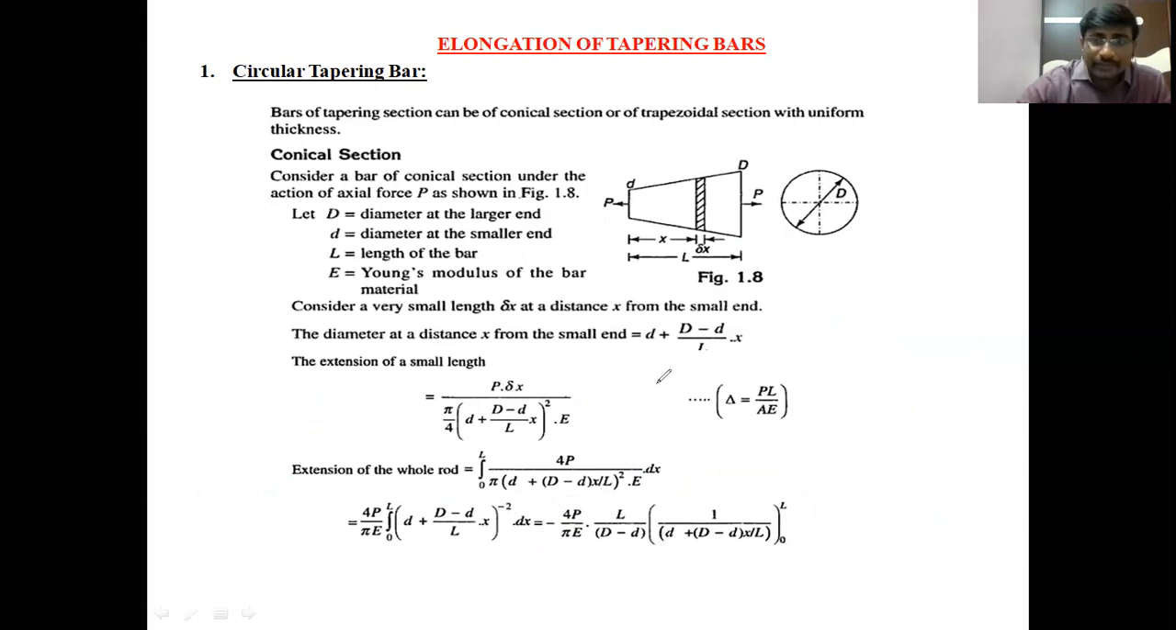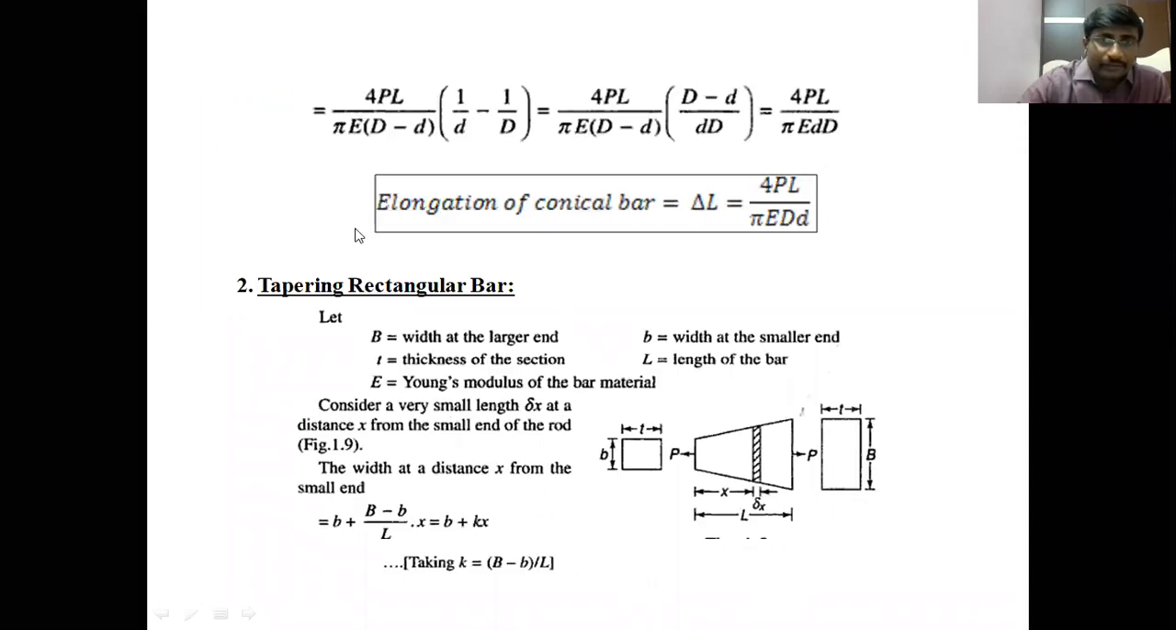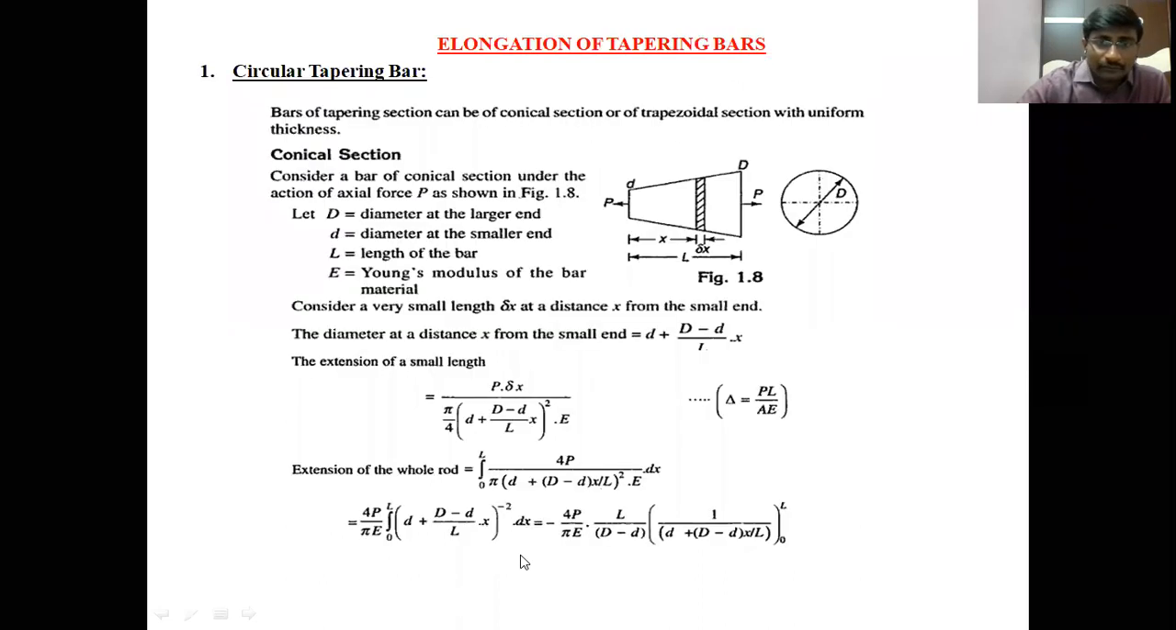Upon substituting the integration limits, the integration limits are 0 and L. Clear? So if we substitute, we get 4PL divided by pi E into (D minus d). If you substitute the upper limit at the x place, L and L cancel, and (D minus d), small d is also cancelled, 1 by d remains.